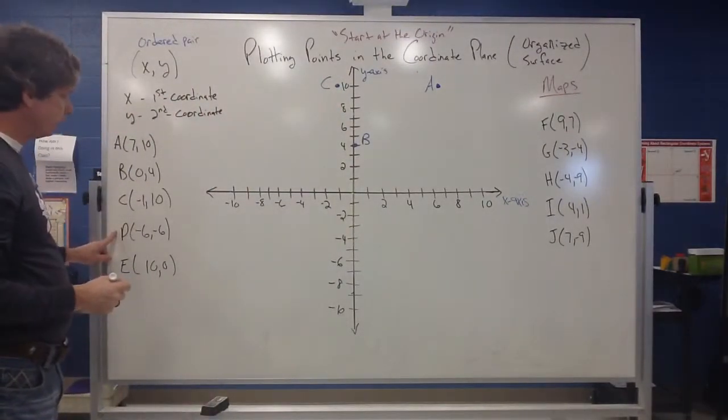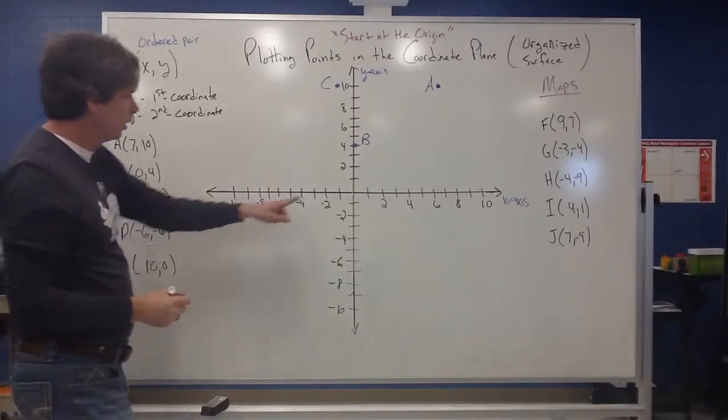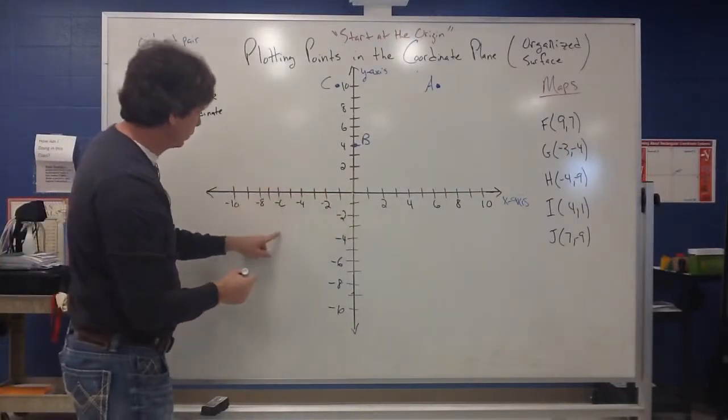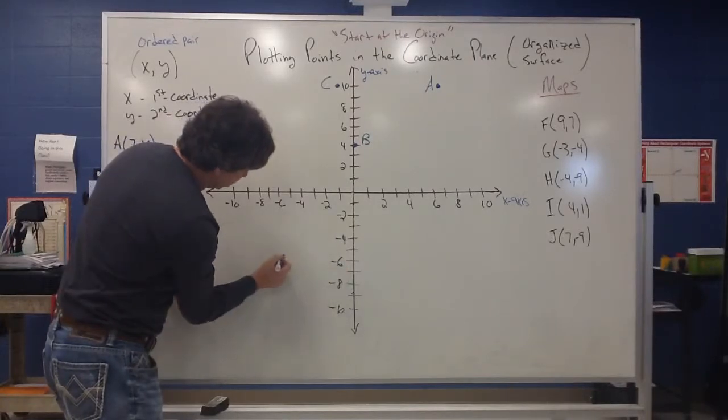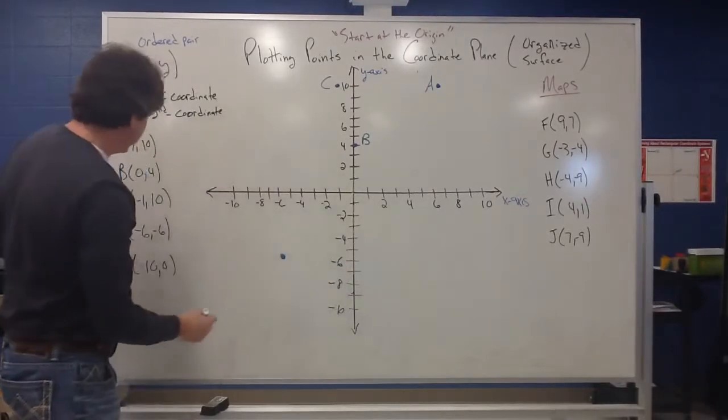Point D is negative 6, negative 6. So again, I start at the origin, left 6, down 6. So I'm going to be, yep, that looks pretty good. So that's going to be point D.